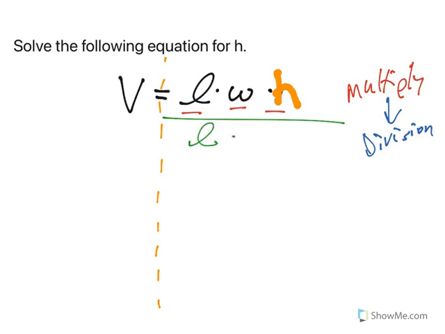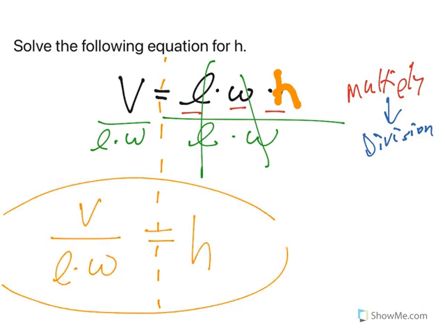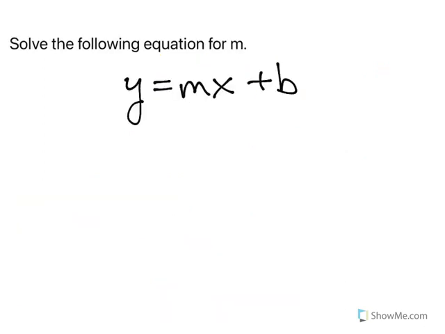So let's divide by L times W. When we do that, L over L is 1, W over W is 1, and I end up with H equals volume over length times width. And that is solving for that particular equation. What if we have slope-intercept form? So y equals mx plus b.